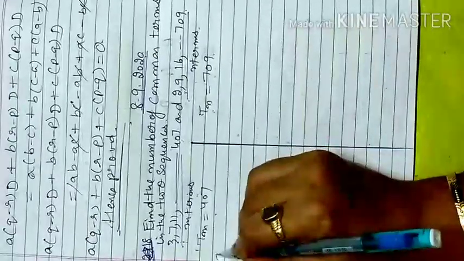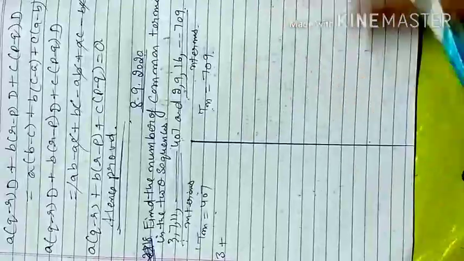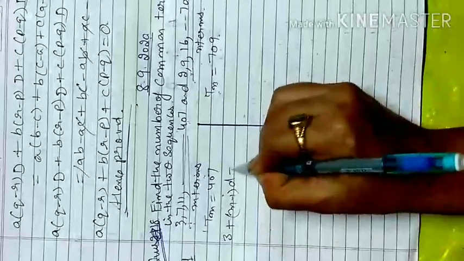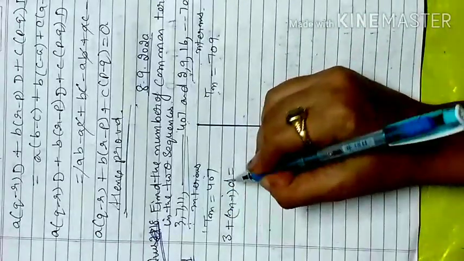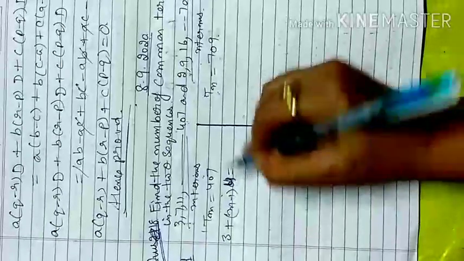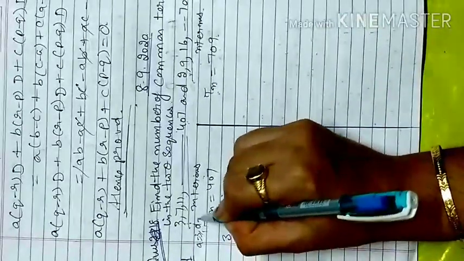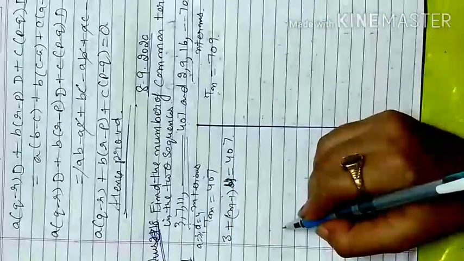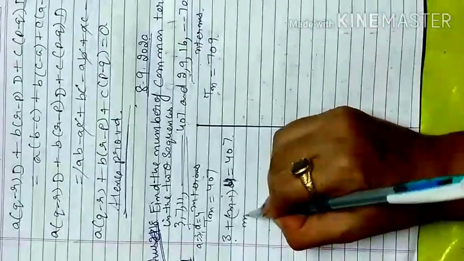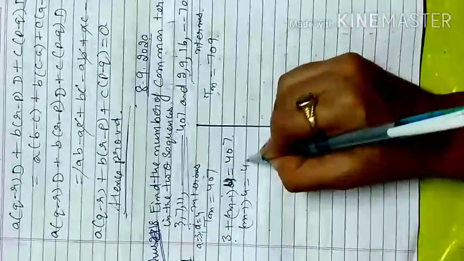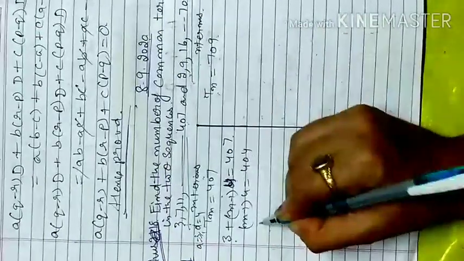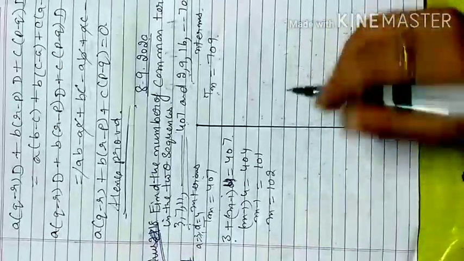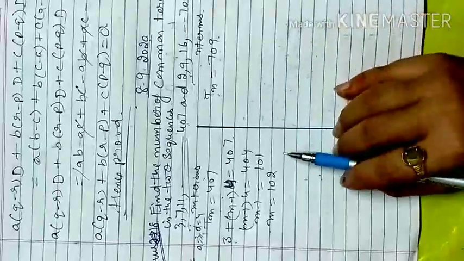The mth term formula is a plus m minus 1 d. So a plus m minus 1 d is equal to 407, where a is equal to 3 and d is equal to 7 minus 3, which is 4. So when you solve this, the 3 moves to the other side: (m minus 1) times 4 is equal to 407 minus 3, which gives 404. Dividing by 4 gives 101. Ultimately the m value is 102. That means in this series there are 102 terms.